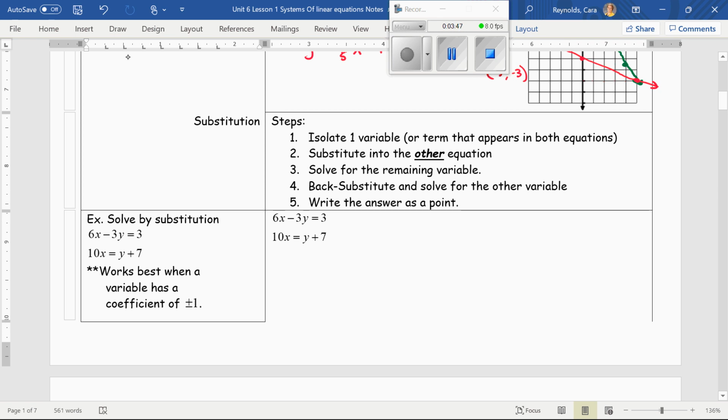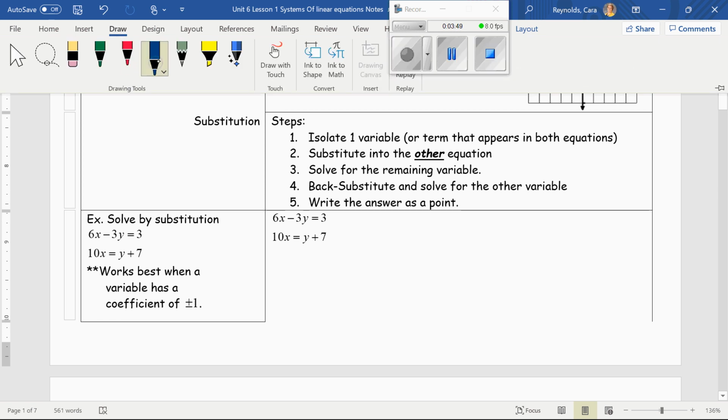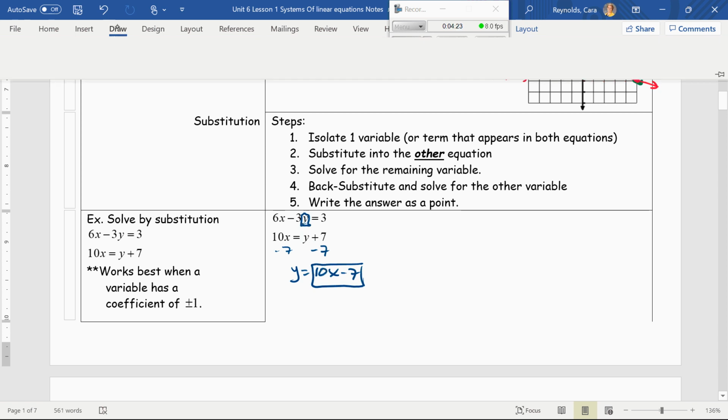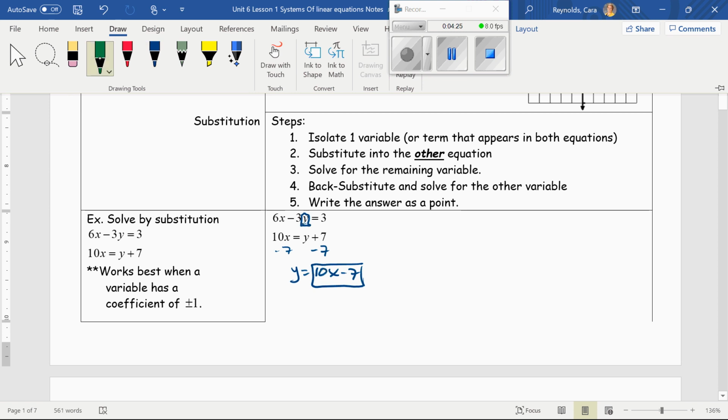So I always look for things that are easy to solve for when I'm doing this. This y is pretty much already by itself. There's no lead coefficient. Up here, everything is divisible by 3, so it would be just as easy to solve for that y in this particular case. For this example, I'm just going to subtract 7. And so I get y equals 10x minus 7, or 10x minus 7 equals y. This value for y is what's going to replace this y in the first equation, the one you did not manipulate. Always make sure you plug into the opposite equation. Otherwise, you will get all real numbers every time.